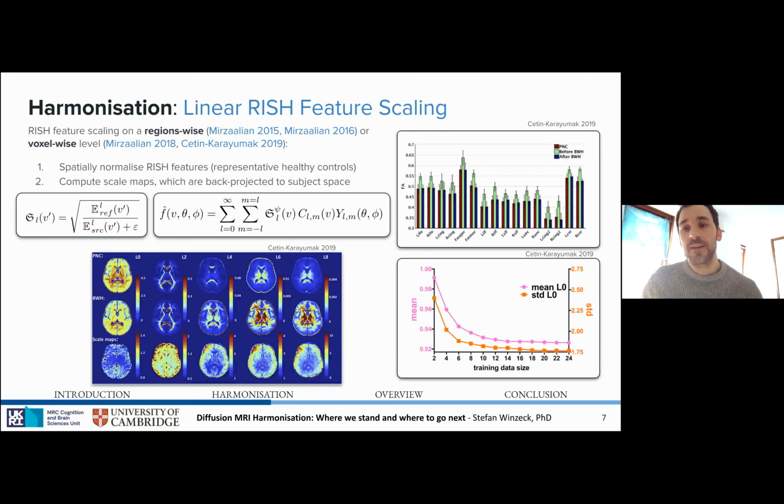And interestingly, they also analyzed how many healthy controls you would need to obtain a scaling map that is sufficient to reduce these scanner biases. And you can see that too few are not good enough, and they actually recommend having something around 50 to 16 healthy controls that are also matched. So they should be somewhat age matched and gender matched.